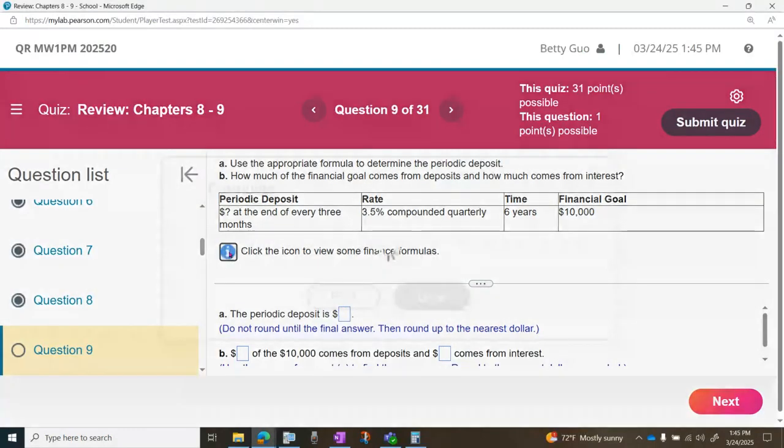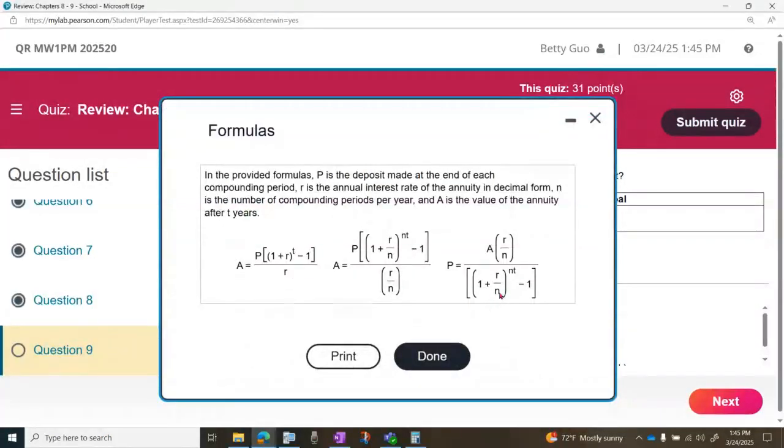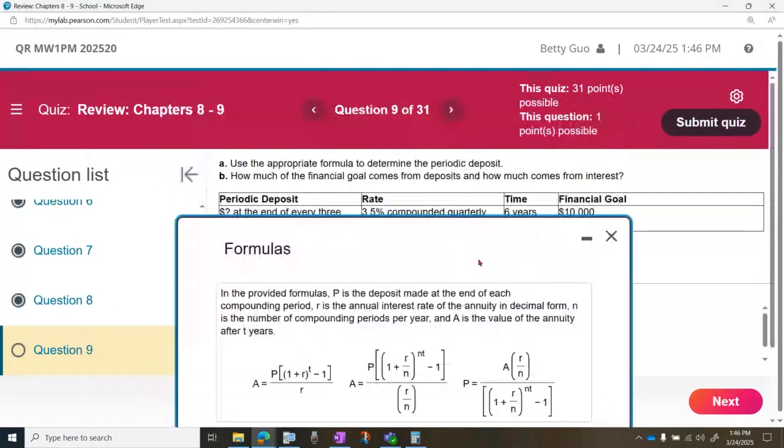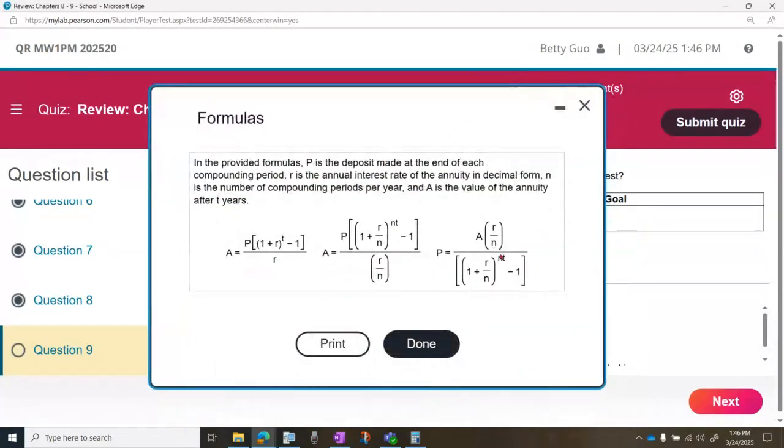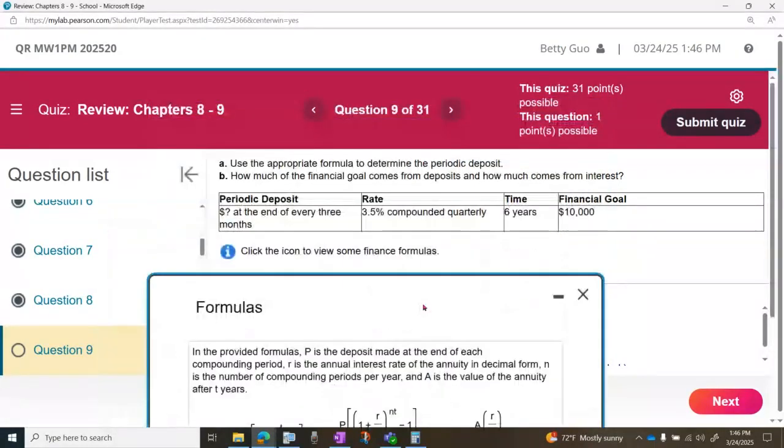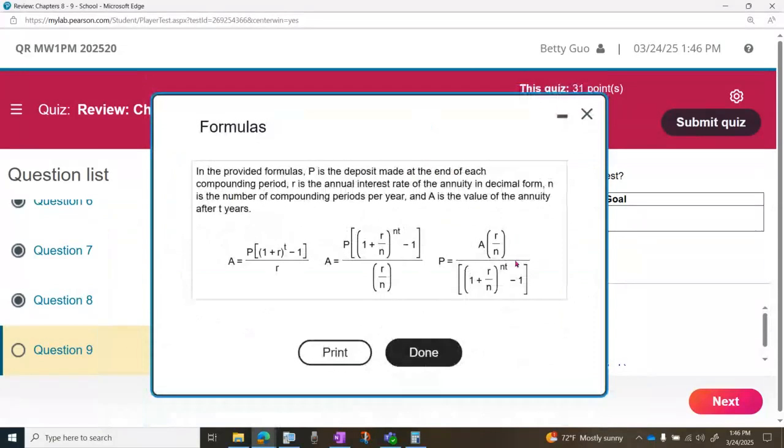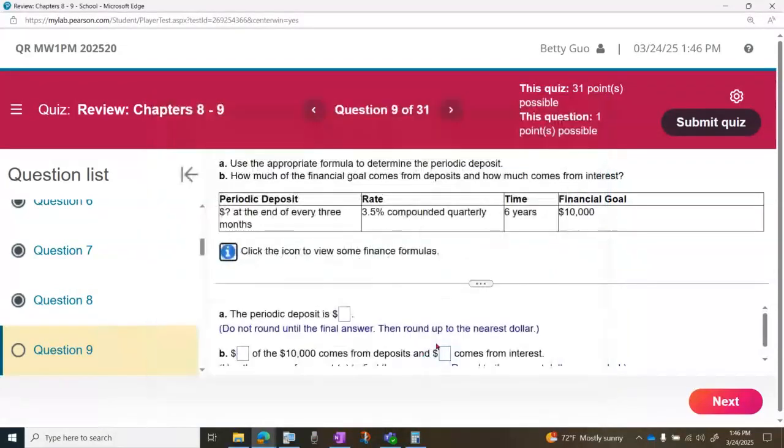If you are using the formula, you're going to use this formula. P here is the payment. A is the future value, the financial goal. R is the interest rate. N, in this case, is quarterly, so N is 4. T is how many years? 6 years. T equals 6. So you use this formula. Or we can use a TI calculator, right?